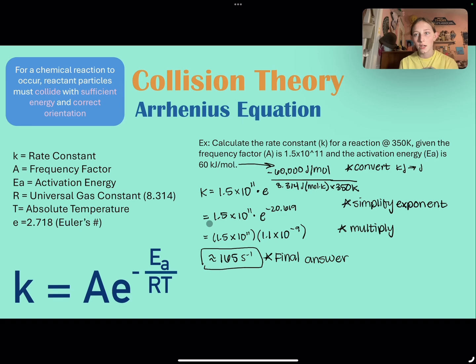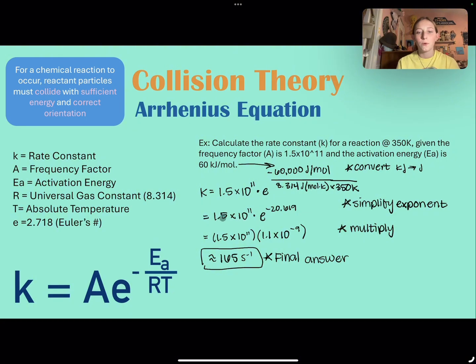And then you plug in all your values into your Arrhenius equation and solve for, in this case, the rate constant K. So I converted my kilojoules to joules, and then I simplified the exponent. So you have your activation energy, which was given to us. We have R, our gas constant, and we have our 350 Kelvin.